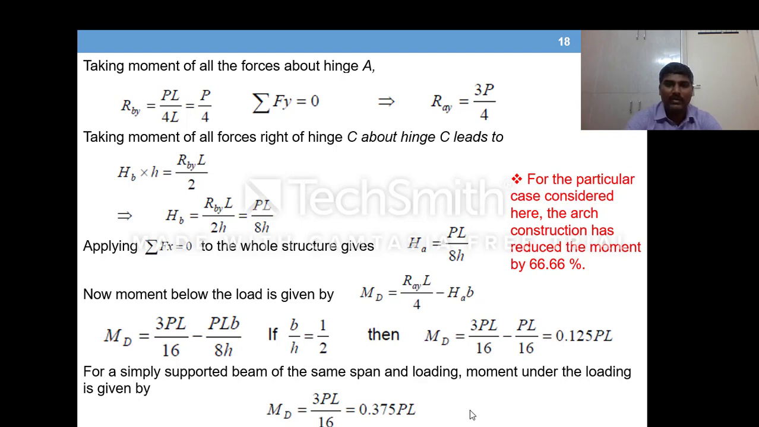Taking moment of all the forces about a point is the regular procedure of solving for external reactions of any structure. We will use equilibrium equations: sum of moments about any point is 0, sum of vertical forces is equal to 0, and sum of horizontal forces is equal to 0. These are the equilibrium equations that we use for solving external reactions. So now I am using moments about A.